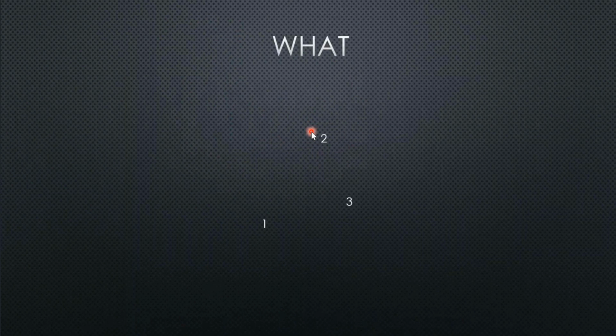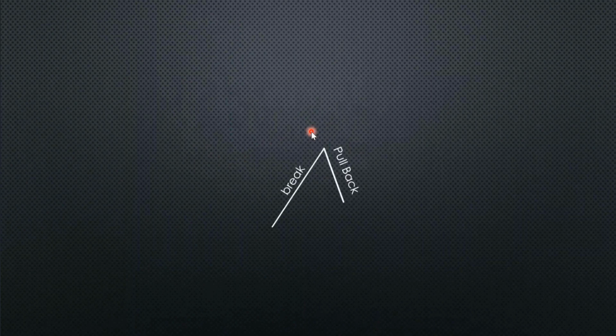Now, I want this scalper system to be as simple as possible. Again, Mark is going to talk a lot about psychology in the last section. But what I want you to understand is that it has to be as simple as 1, 2, 3, or as ABC. I like to call this thing a break and a pullback. So we're going to focus now on the what. I'm trying to make it as simple as possible.